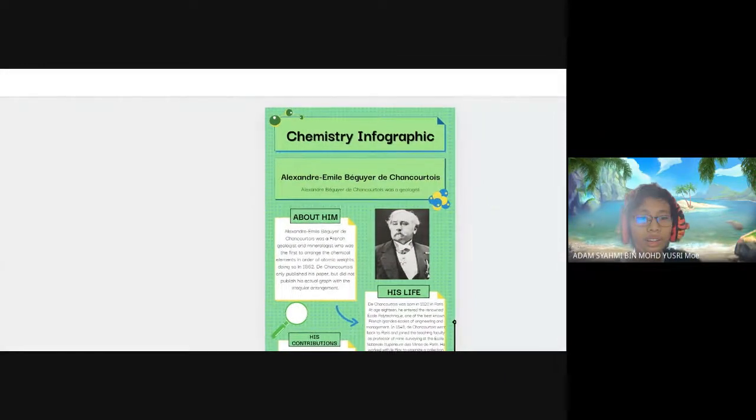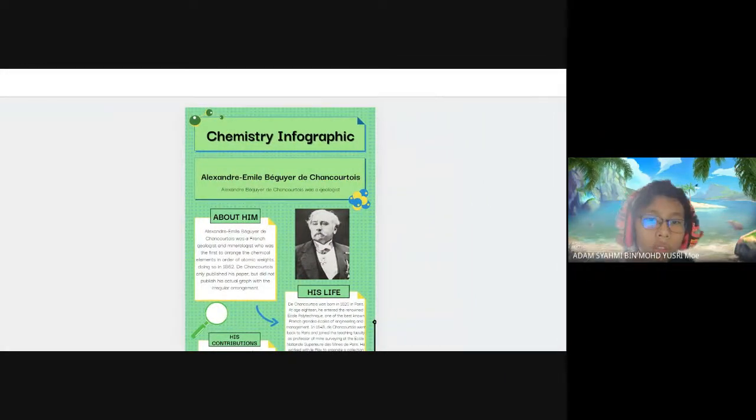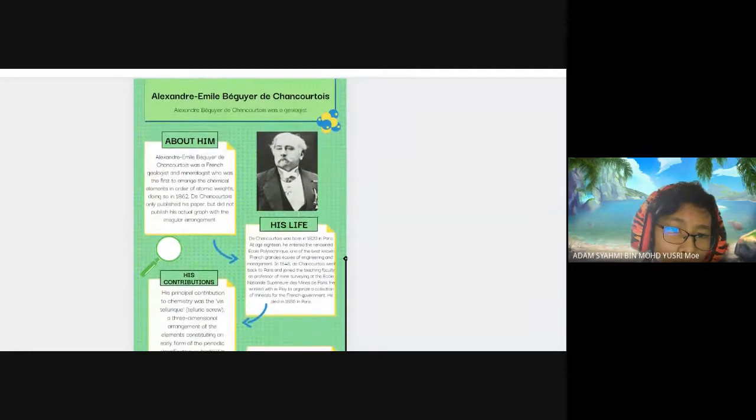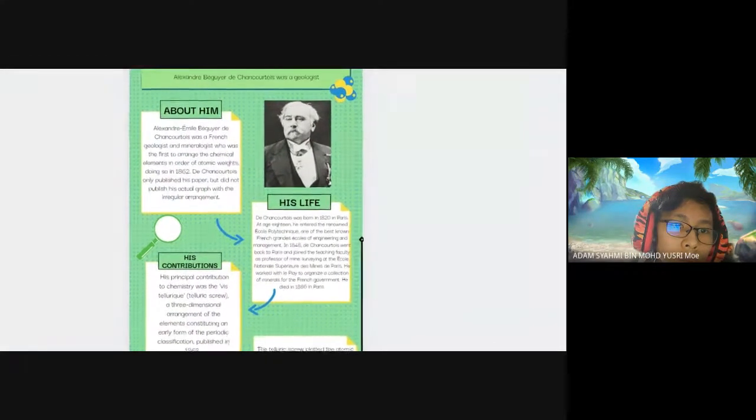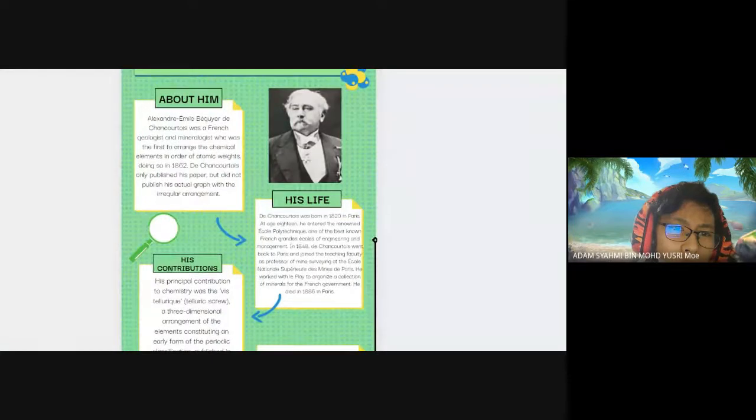Okay, chemistry infographic. Alexandre-Émile Béguyer de Chancourtois. About him. Alexandre-Émile Béguyer de Chancourtois? No, Chancourtois was a French geologist and mineralogist who was the first to arrange the chemical elements in order of atomic weights, doing so in 1862. De Chancourtois only published his paper, but did not publish his actual graph with the irregular arrangement.